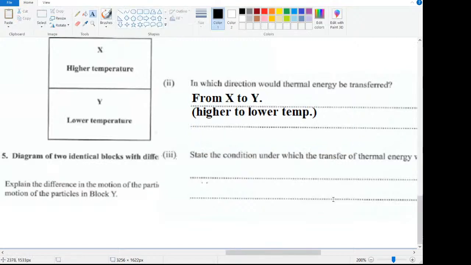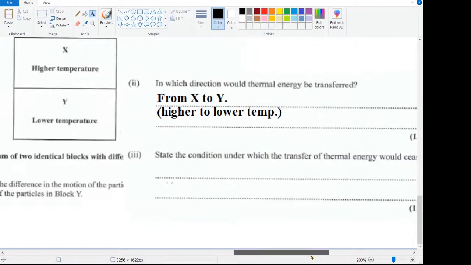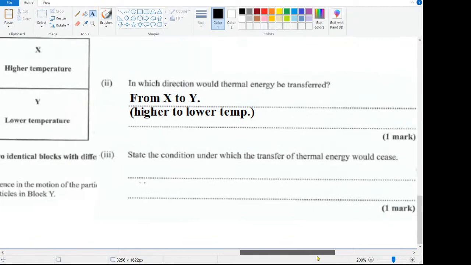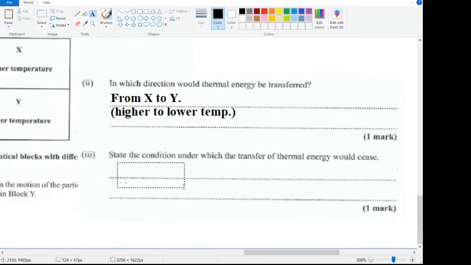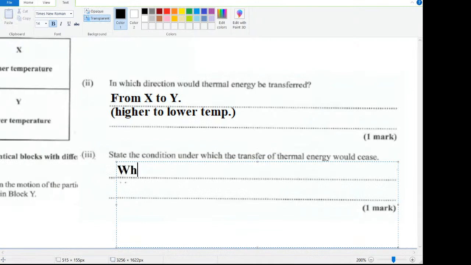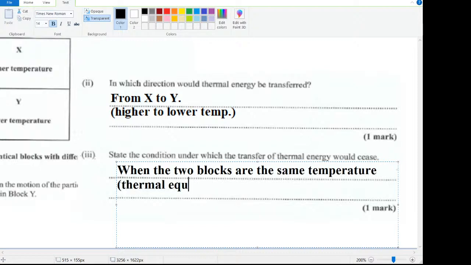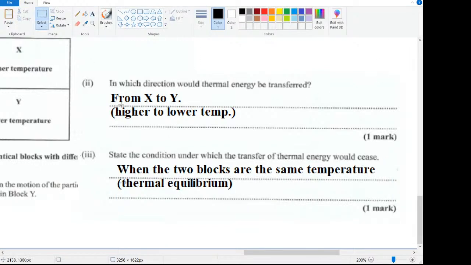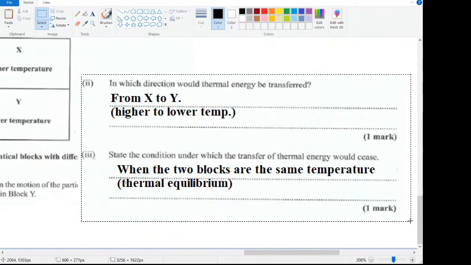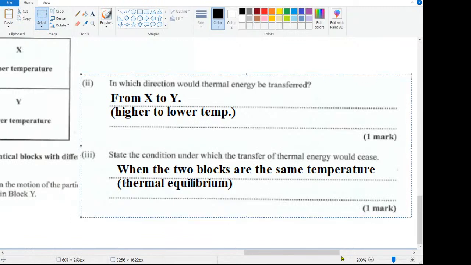State the condition under which the transfer of thermal energy would cease. Well, that's when they're at equilibrium, right? When the two blocks are the same temperature. That's called thermal equilibrium. Because at that point, you don't have any net movement of energy, or net transfer of heat.